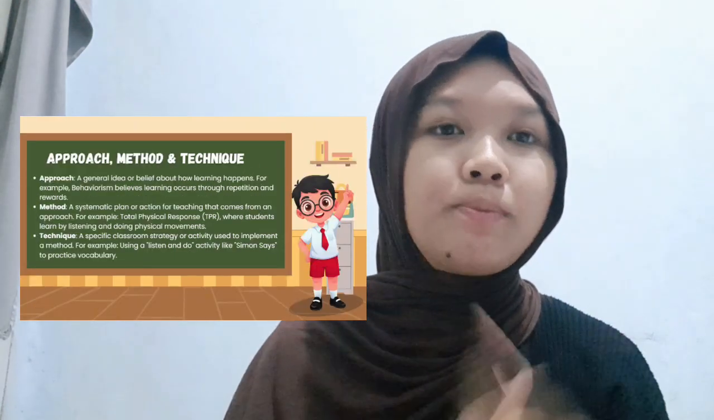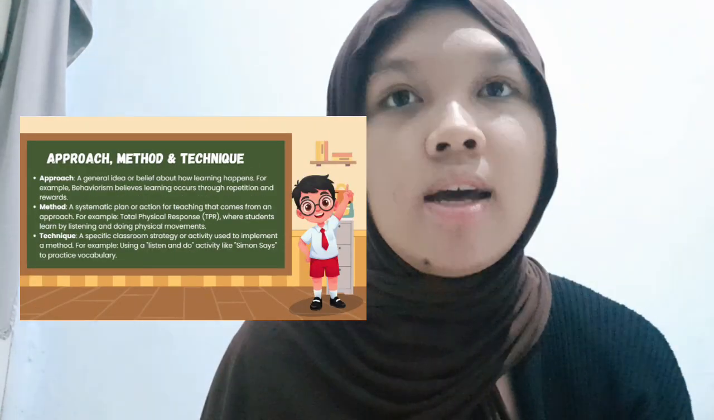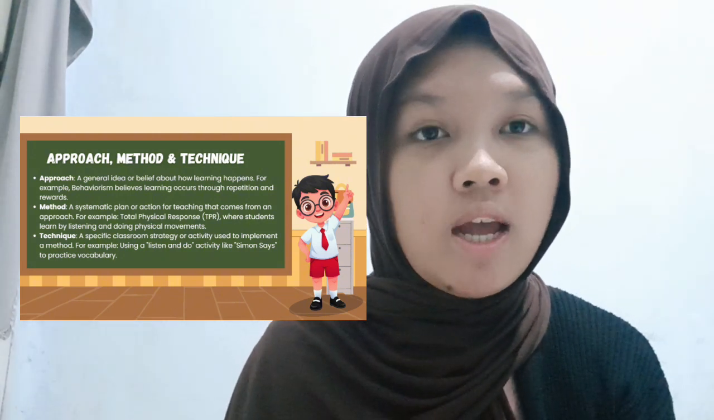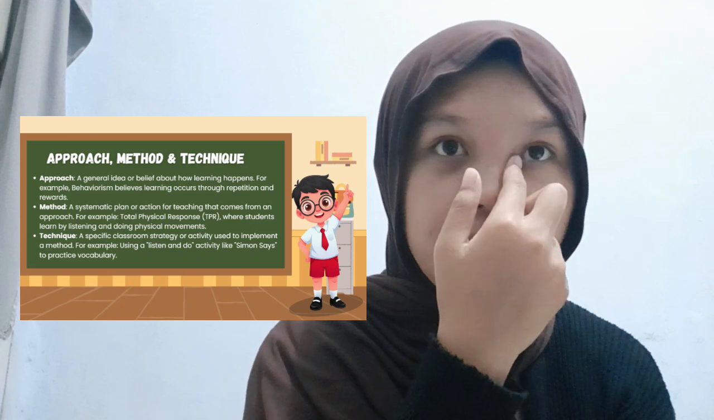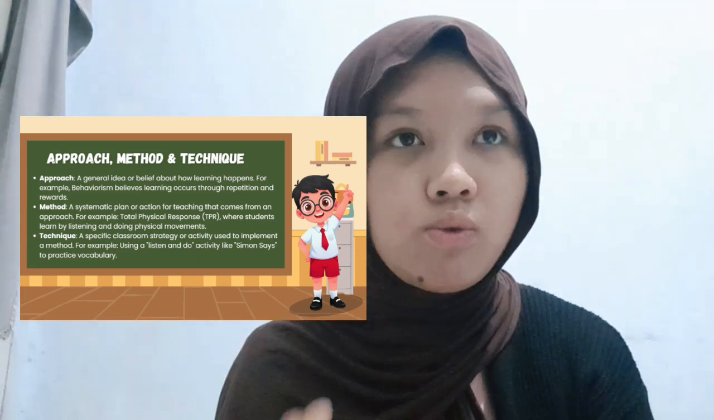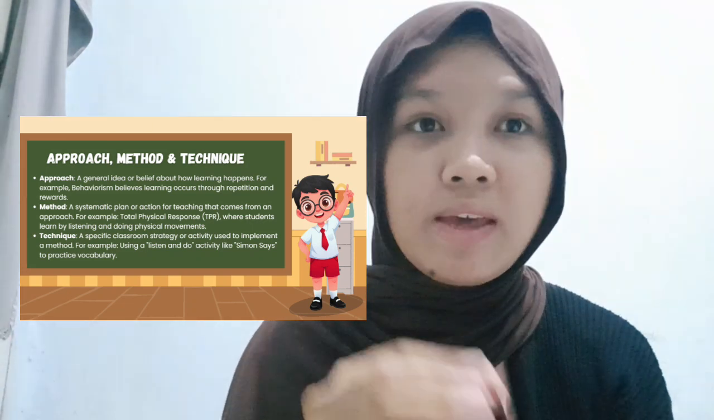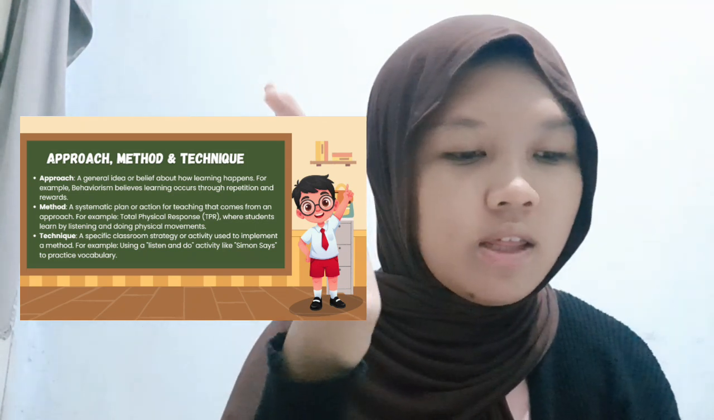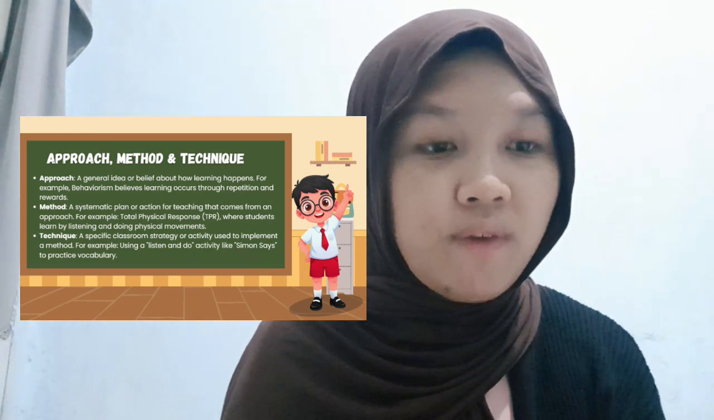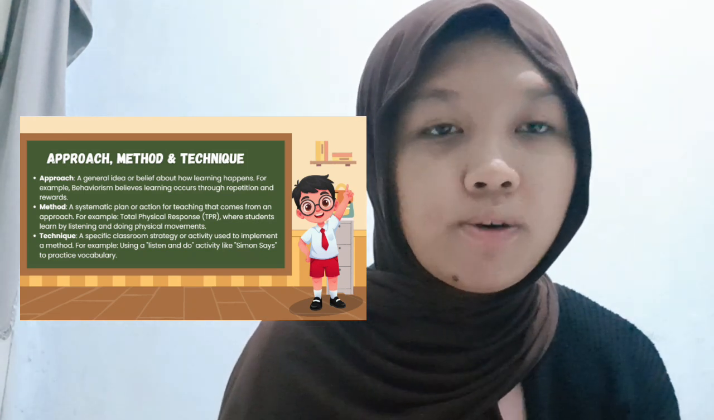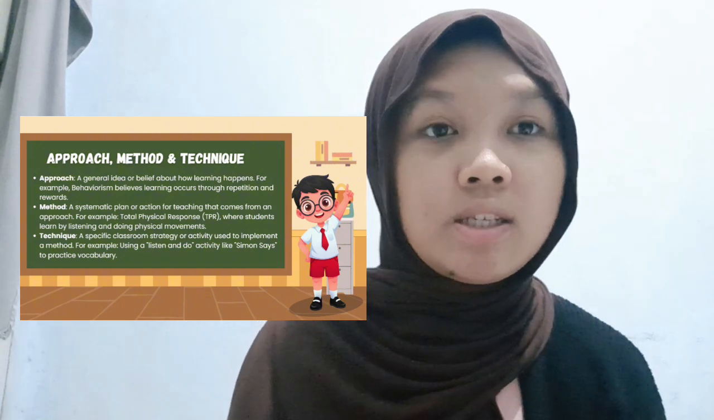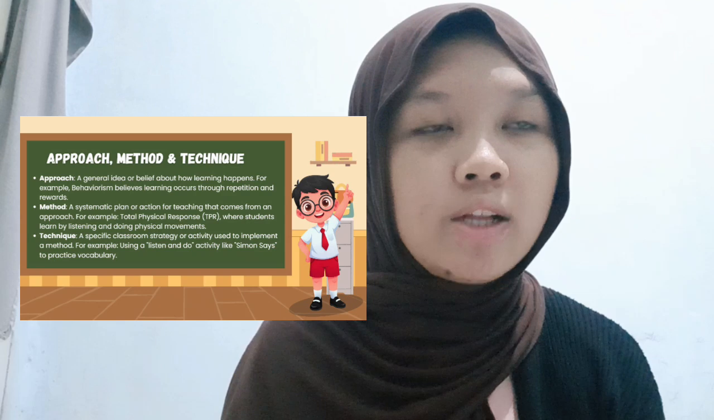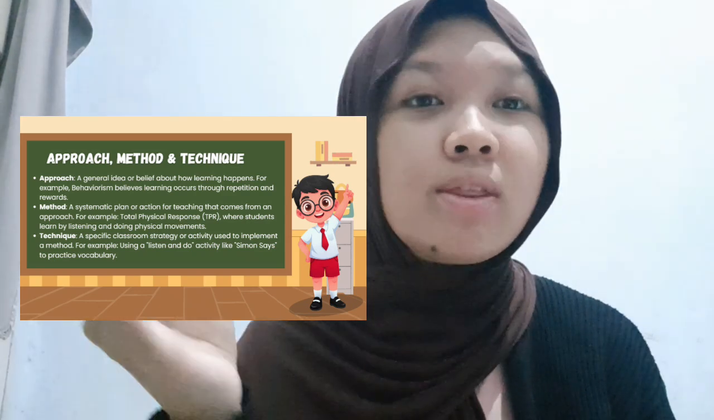Next one is approach, method, and technique. An approach is a general idea or belief about how learning happens. For example, behaviorism believes learning occurs through repetition and rewards. Behaviorism is part of an approach. So here, rewards, motivation, and model pronunciation are important, and it suggests repetition. So the teacher must repeat the words again and again in order for students to understand the words.